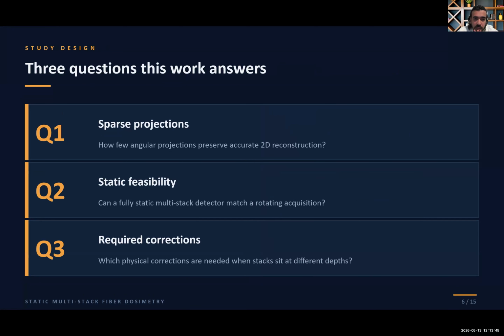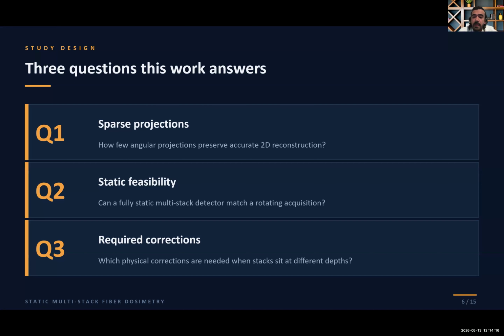There are three questions this work answers. Question one: how aggressively can we reduce the number of projection angles before reconstruction quality breaks down? If we can get away with fewer projections, the detector can be simpler. If you have many stacks together, the number of fibers can increase drastically. So the real challenge is to reduce the number of stacks and the number of fibers.